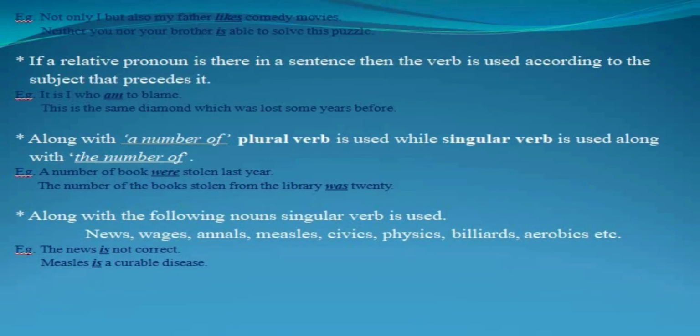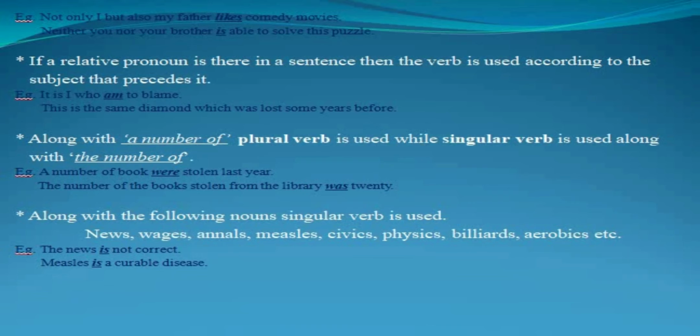Not only I but also my father. So here the second subject is my father and the first subject is I. So we must use here the verb suitable for the second subject, my father, singular subject, so likes comedy movies. Next example, neither you nor your brother is able to solve this puzzle.